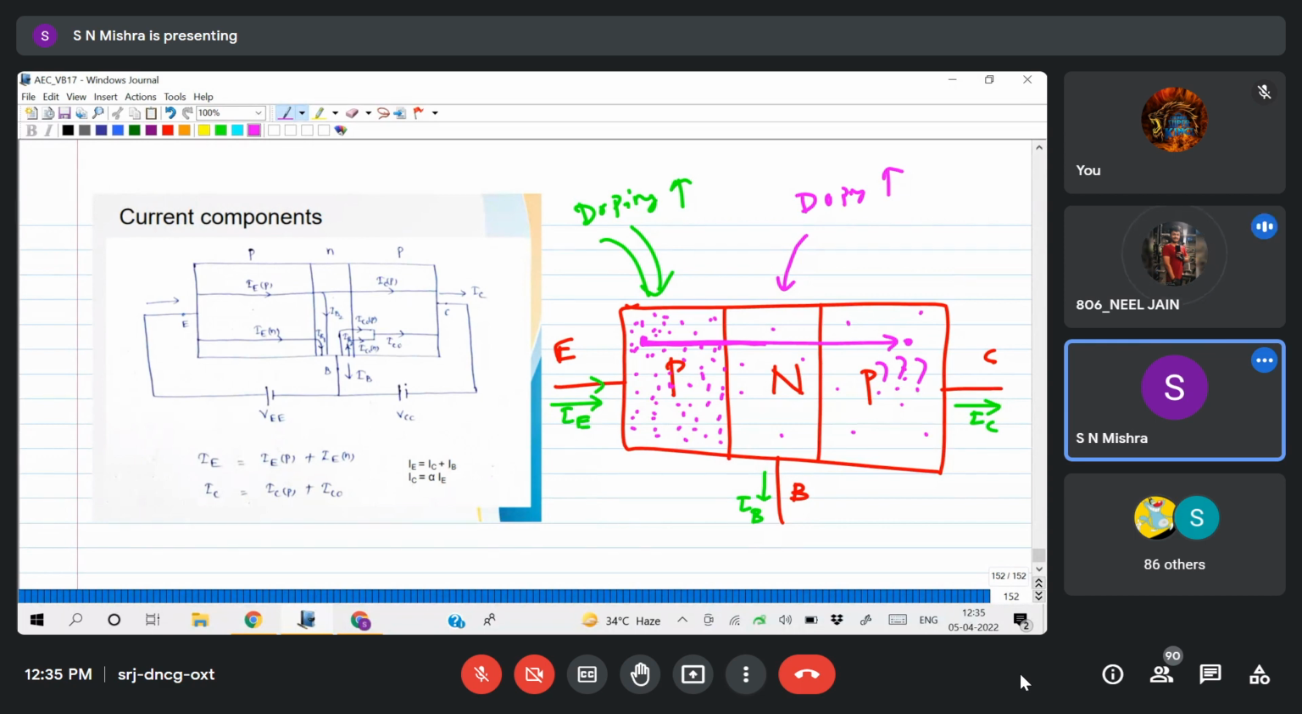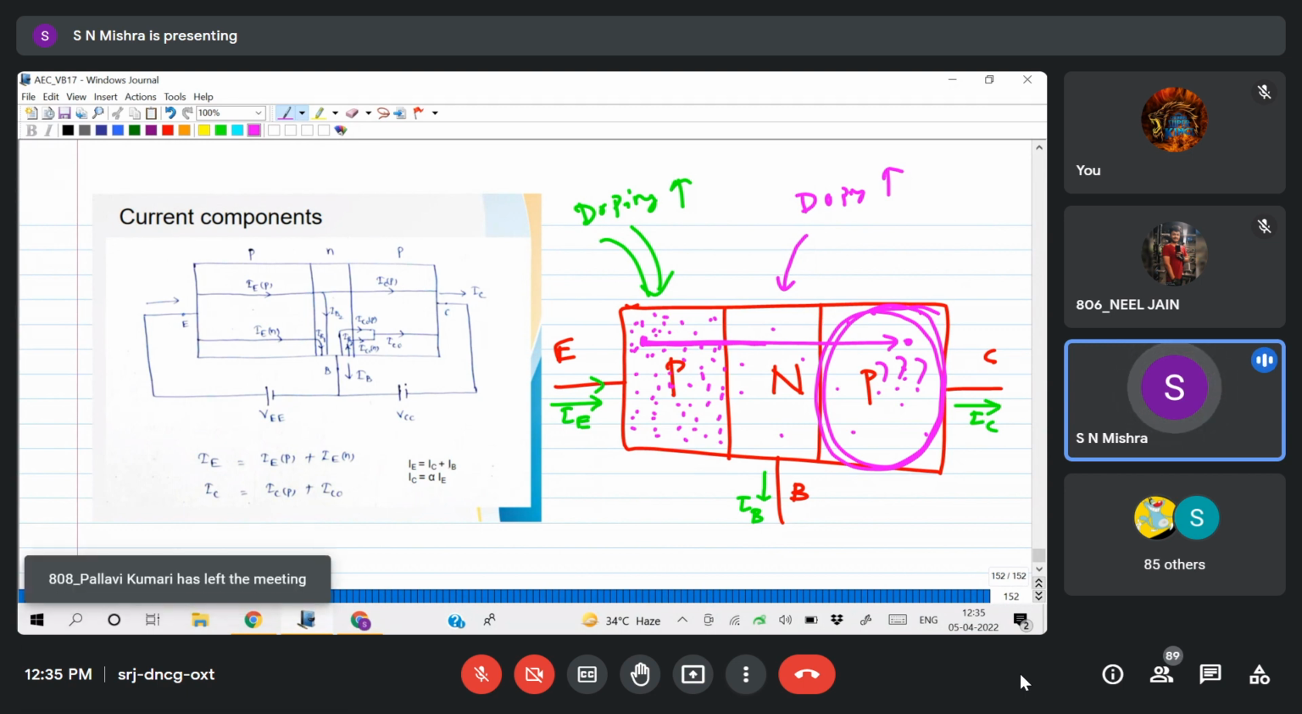No sir. So my aim is to collect the carriers which are emitted from the emitter to reach at the collector. Okay. So if I dope more in the base region, more recombination will happen. Whatever I am expecting to reach at the collector, that will not happen. So doping is very less in the base region.